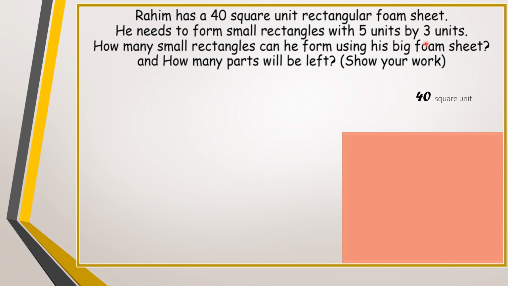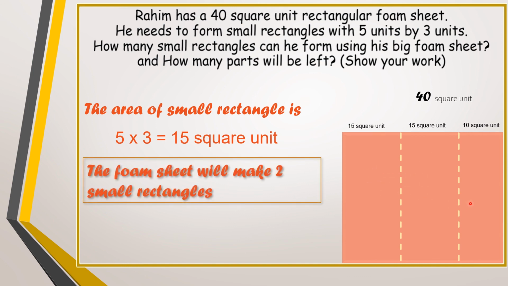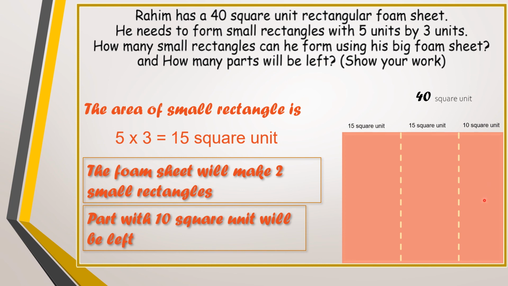First, we must find the area of the small rectangles. So the area of the small rectangles is 5 multiplied by 3, because it's length multiplied by width, equals 15 square units. So I will cut from this a 15 square unit rectangle and another 15 square unit rectangle. Now I have 15 and 15 equals 30. So I can't make another 15, so the left will be 10 square units. So the big foam makes 2 small rectangles and the left part is 10 square units.